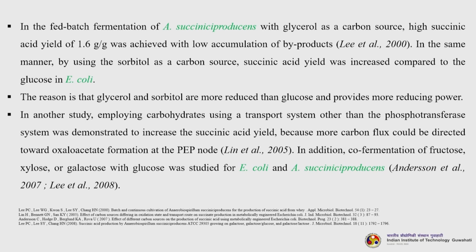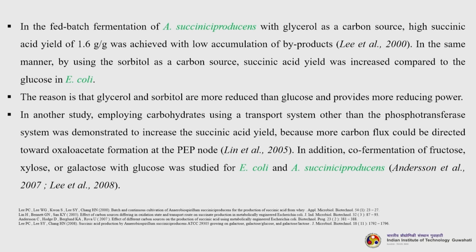In another study, employing carbohydrates using a transport system other than the phosphotransferase system was demonstrated to increase the succinic acid yield, because more carbon flux could be directed towards oxaloacetate formation at the PEP node. In addition, co-fermentation of fructose, xylose or galactose with glucose was studied for E. coli as well as succinic producers by various researchers.